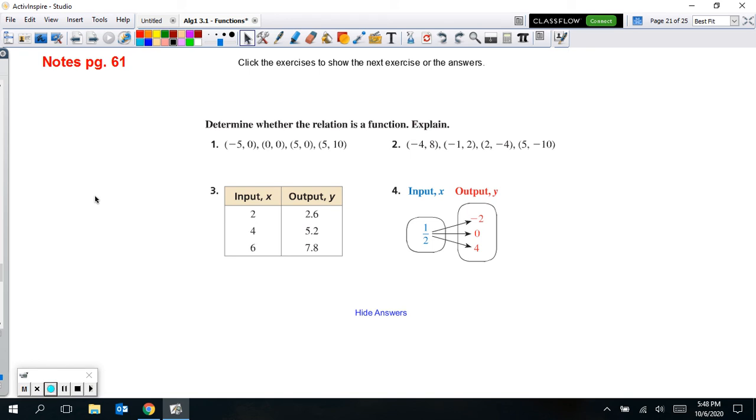Okay, so hopefully you got the answers for 1 through 4. So here we go. Number 1, the answer should have been not a function. You should have noticed there's a 5, there's a 5. Yep, not a function. Number 2, it is a function.